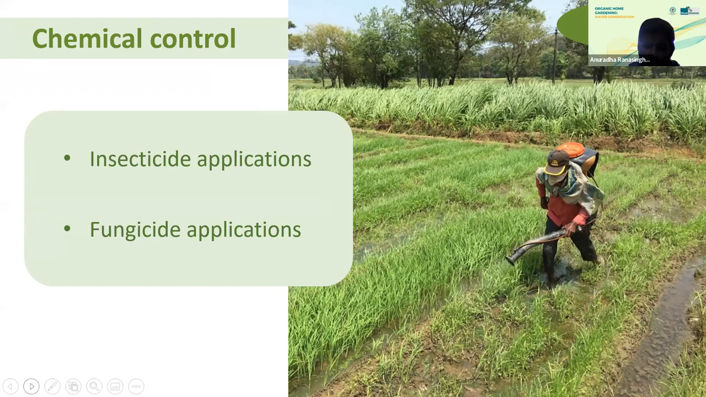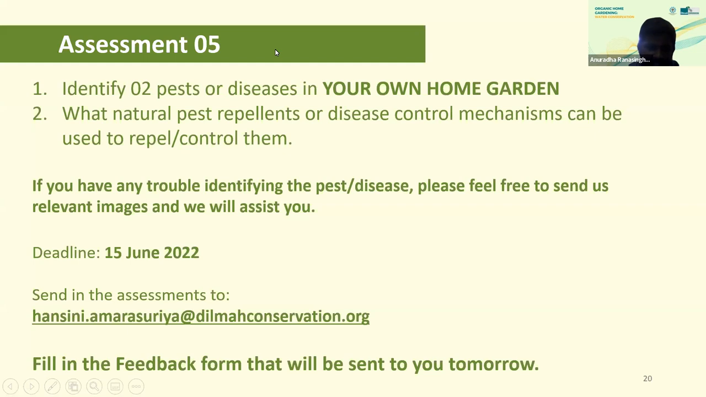because most of you have a lot of questions. So I'm happy to give more time to answer, especially questions regarding pests and diseases. So this time, this is assessment 5. You have to identify two pests or diseases in your own home garden, and what natural pest repellents or disease control mechanisms can be used to repel or control that pest or disease that you have identified from your own home garden.